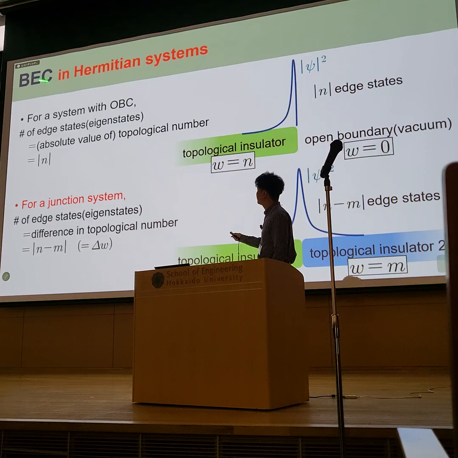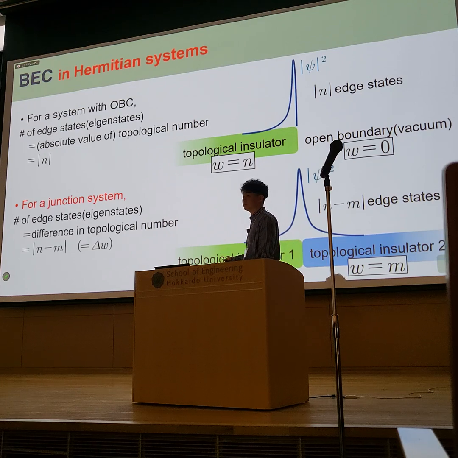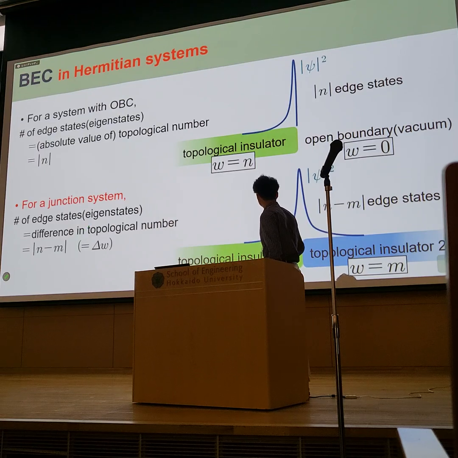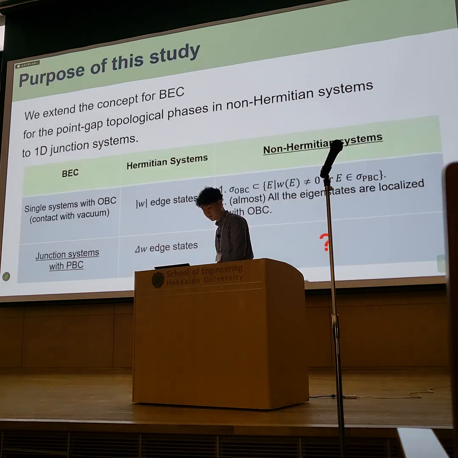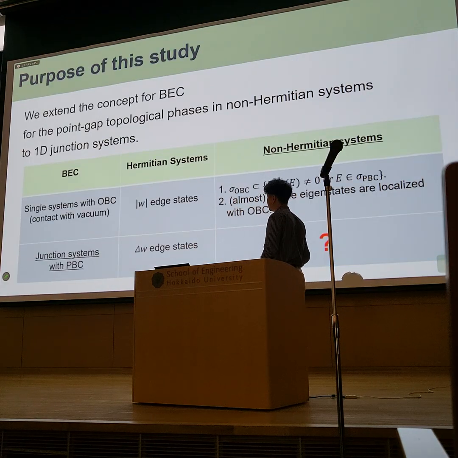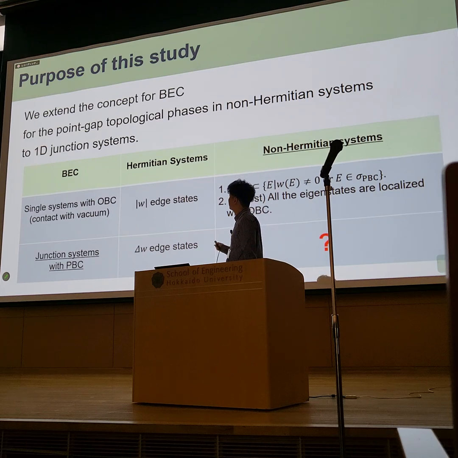In Hermitian systems, the localized correspondence is extended to the junction system, which is composed of materials with different topological numbers. For a junction system, the number of edge states should be equal to the difference in topological number. In this case, the number of edge states should be equal to the absolute value of n1 minus n2. For a junction system, however, the localized correspondence for point-gap topological basis has not been discussed so far, as shown in this table. Therefore, our purpose in this study is to extend the concept of localized correspondence for point-gap topological basis to junction systems.